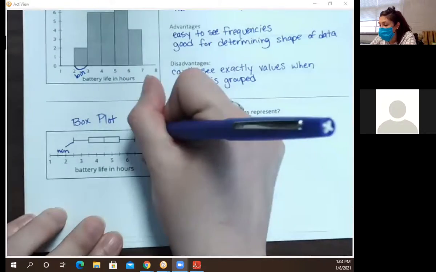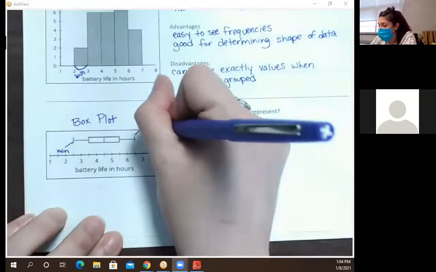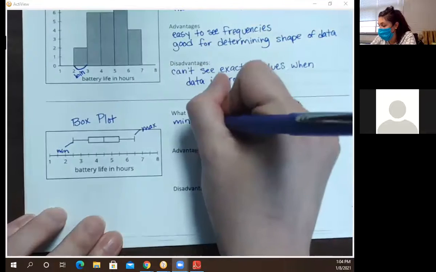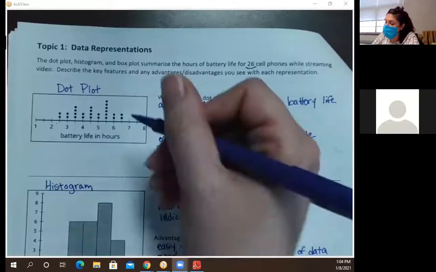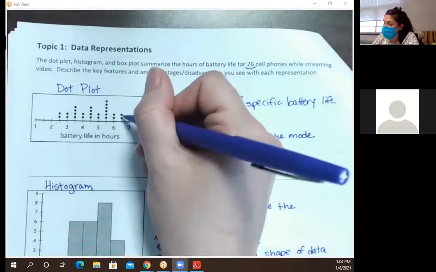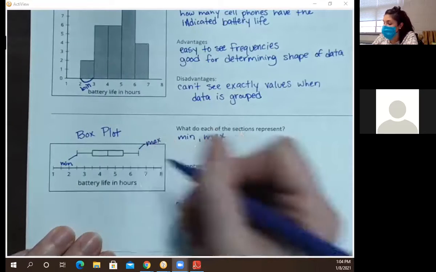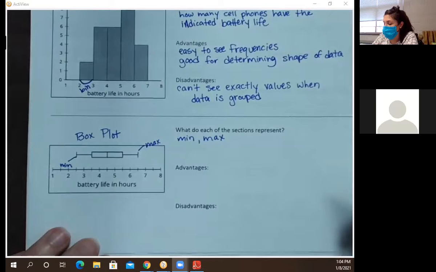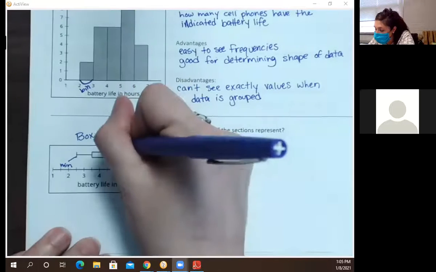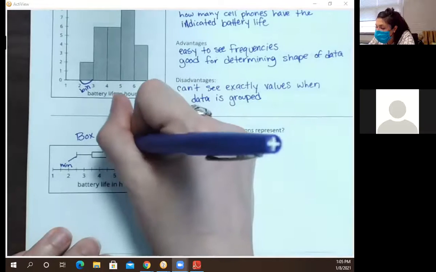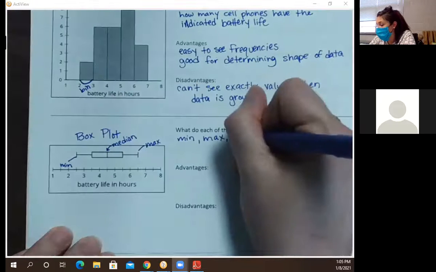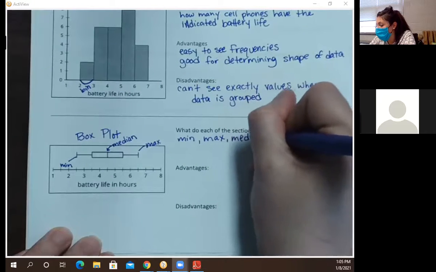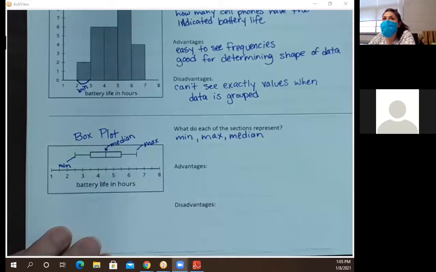The line farthest to the right shows us our maximum value. So if we look up at our dot plot, the longest battery life for any of our cell phones was 6.5 hours. So I have a line over 6.5. This guy here in the middle is our median value. So we also get our median from a box plot.